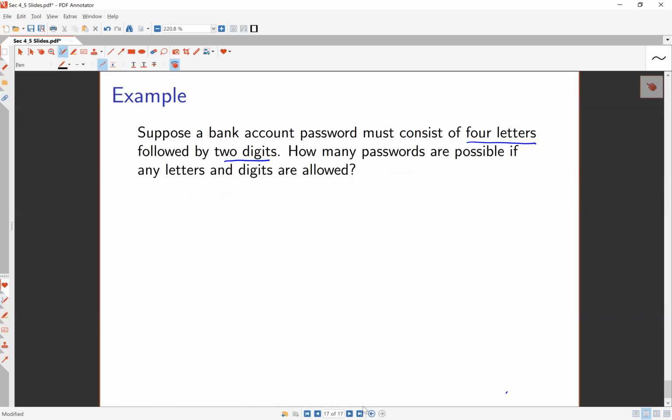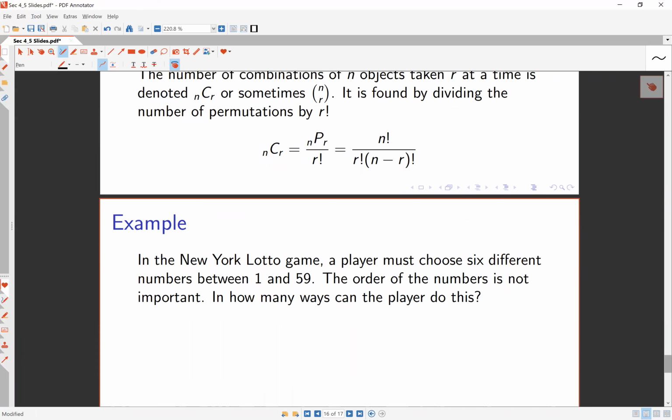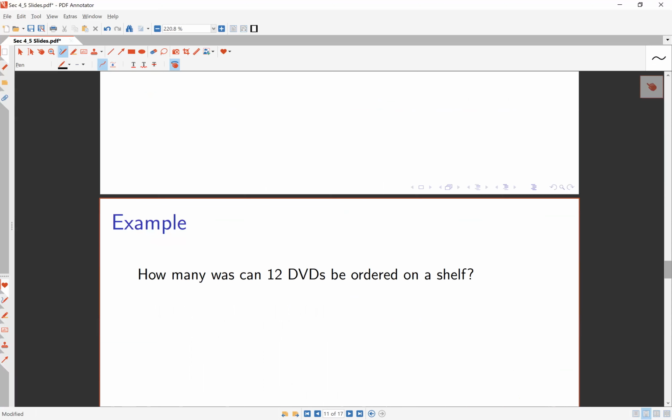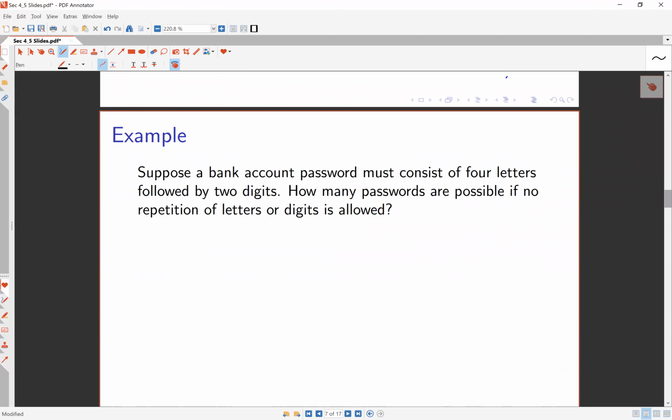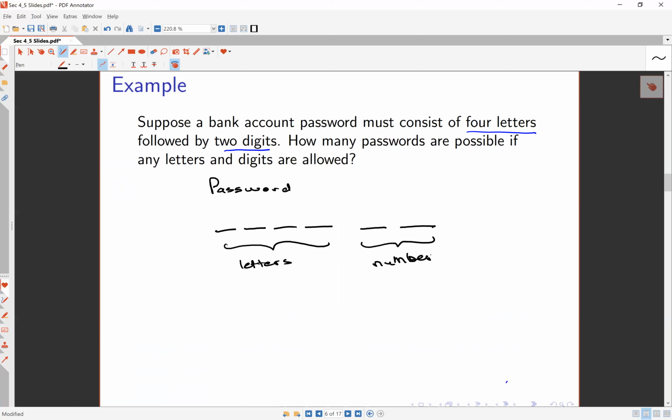So if we visualize this, let me just back up here. So if we think about this password, there will be 4 letters, and then there will be 2 numbers, right? It'll be 4 letters first, followed by 2 numbers. And we want to know how many passwords are possible if any letters and digits are allowed.